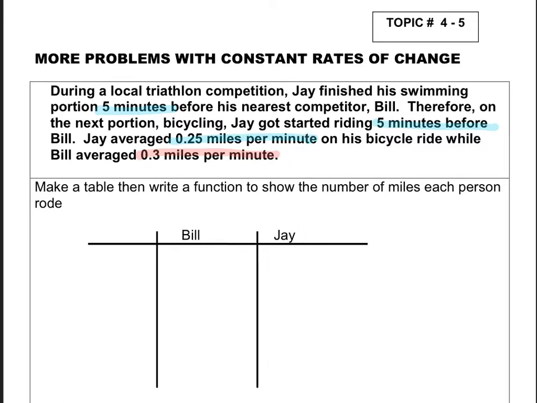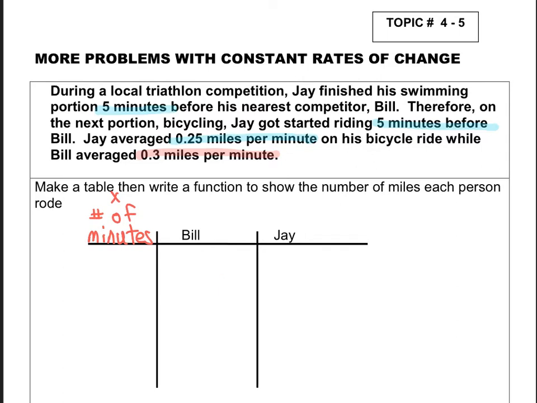rode. So if we're looking at which one's independent, which one's dependent, the number of miles they rode depends on how long they've been riding. So our independent variable would be our number of minutes. So I'm going to write that in this first blank. Number of minutes. So that would be our x. So our y would be the distance they rode, but we have to have the distance for Bill and the distance for Jay, so that's why we have the two columns like that.